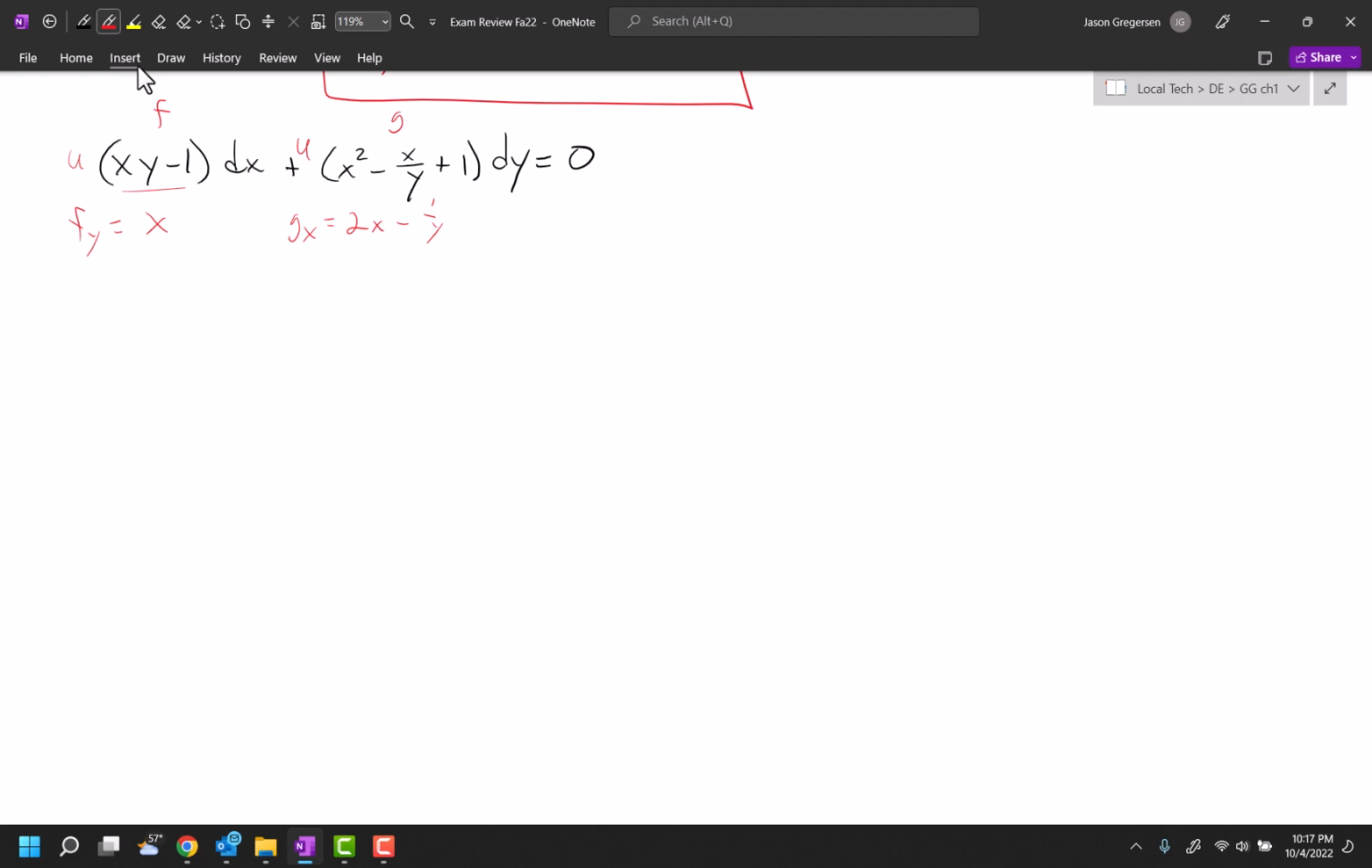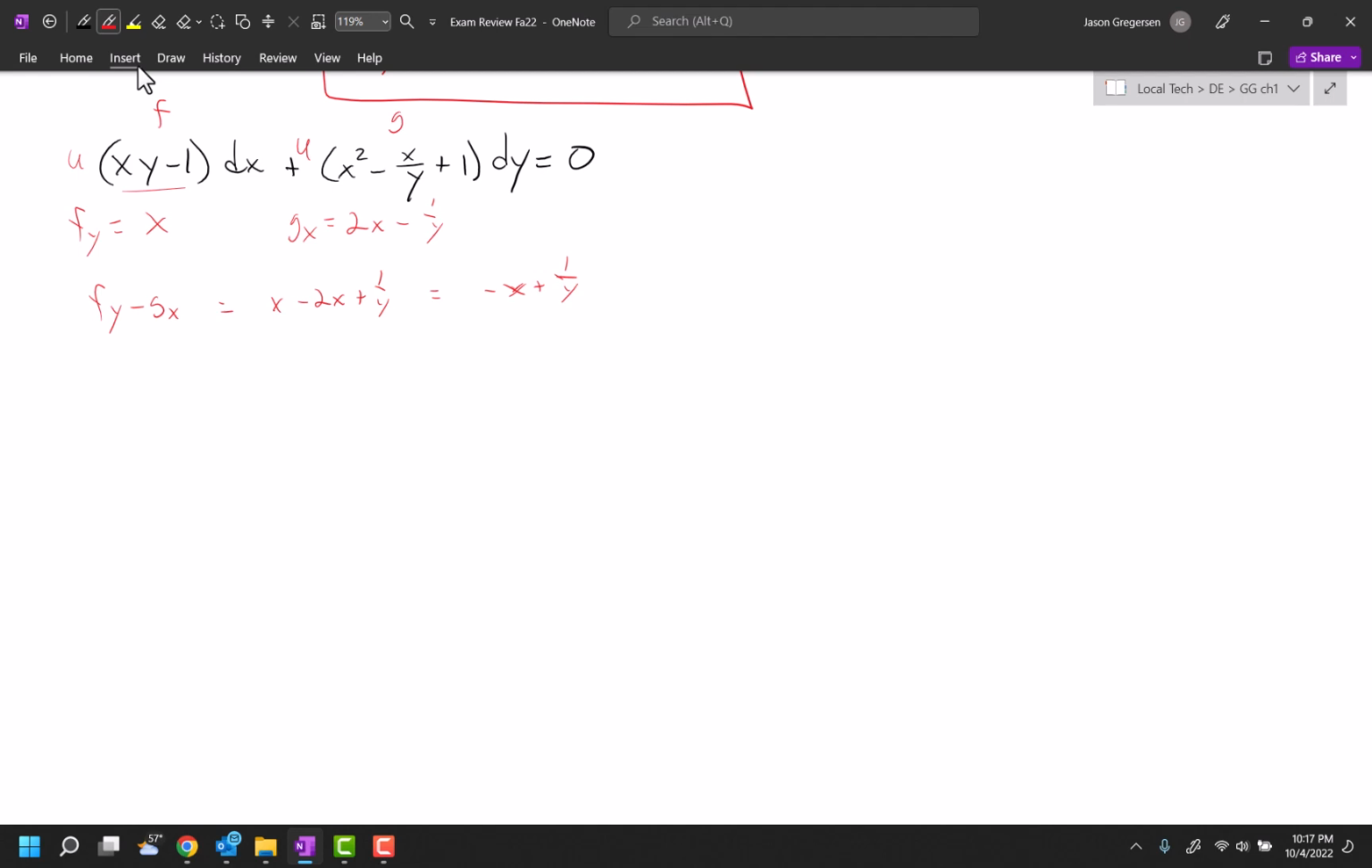Now the formula approach says, well, if we calculate f sub y minus g sub x, that value would have been x minus 2x plus 1 over y if I distribute that negative, which should simplify to negative x plus 1 over y. Okay, now if f sub y minus g sub x is 0, then our differential equation is exact.